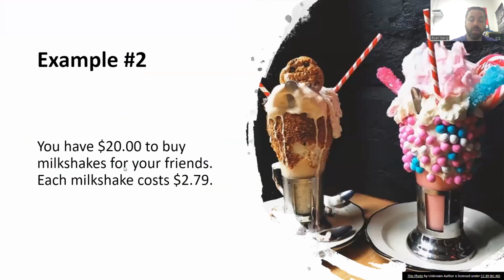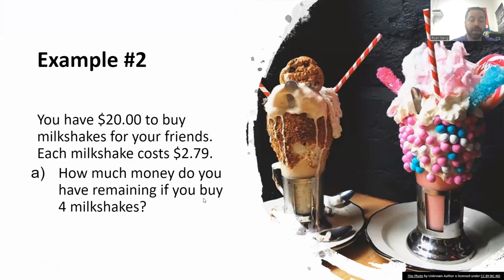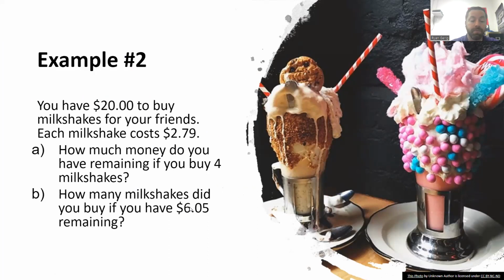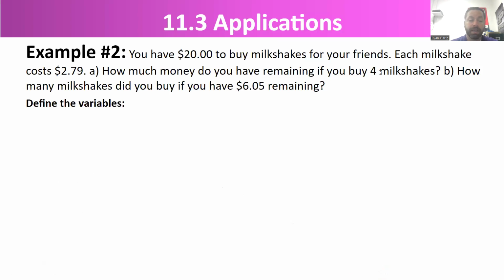Example 2, you have $20 to buy milkshakes for your friends. Each milkshake costs $2.79. How much money do you have remaining if you buy 4 milkshakes? Well, you could figure that out if you had a calculator, right? How many milkshakes did you buy if you have $6.05 remaining? Again, you could probably figure that out. What could make those both happen a little faster would be if you had a function rule. So let's take a look.